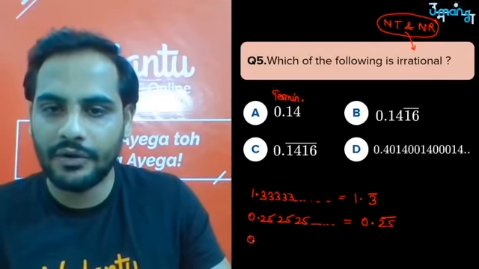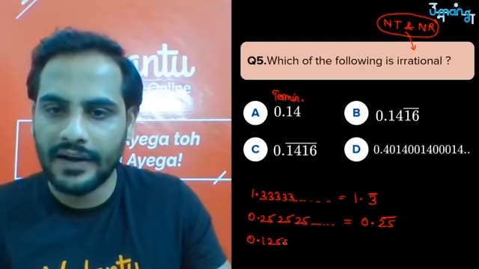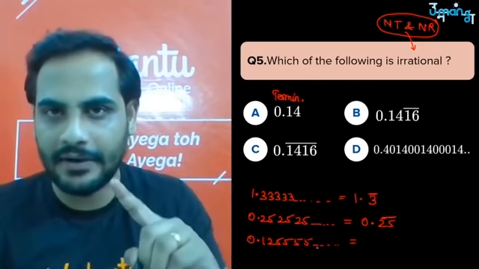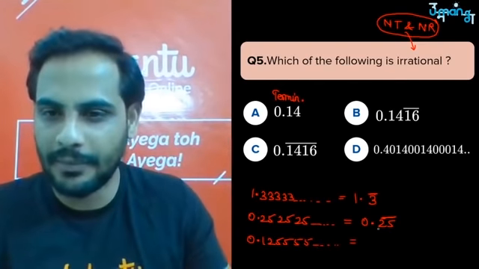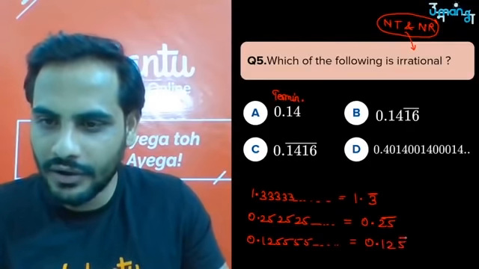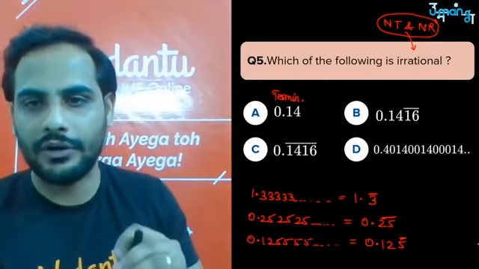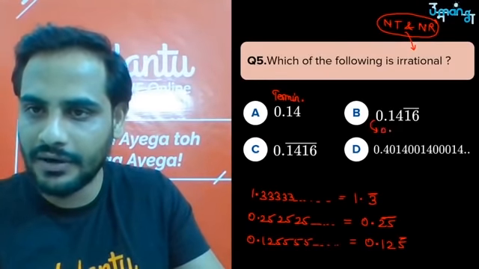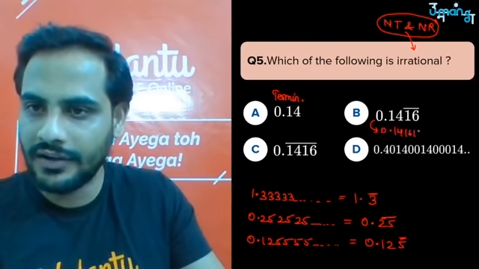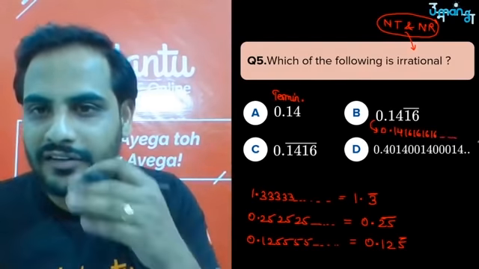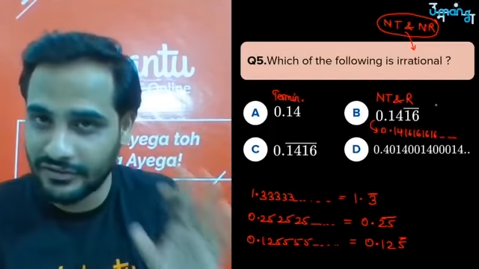Suppose I have 0.125555 and so on. Here you will see only 5 is repeating itself. 1 and 2 are not repeating. So you will write it as 0.12 and the bar will be only on 5. Got it? This way, I can say this number is nothing but 0.1416161616 and so on. So 16 is repeating itself. So you can say it is non-terminating and recurring, which means it is rational.